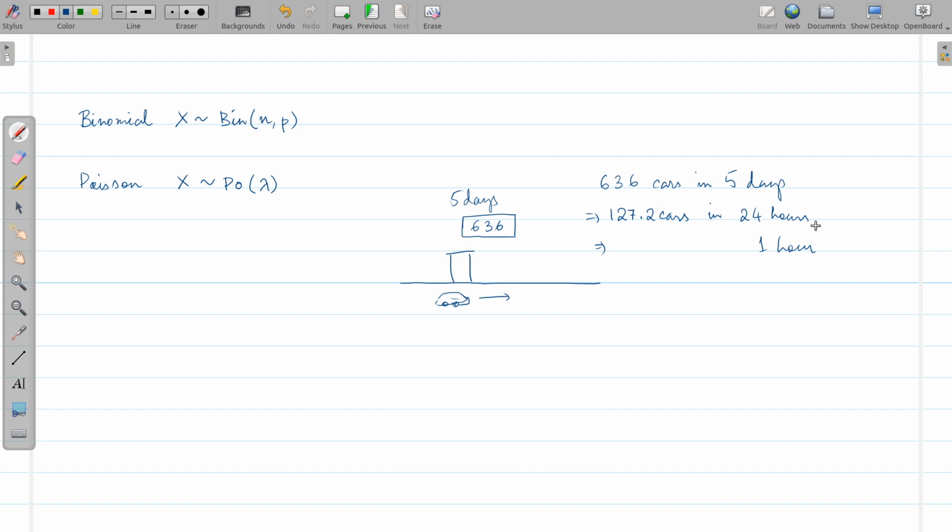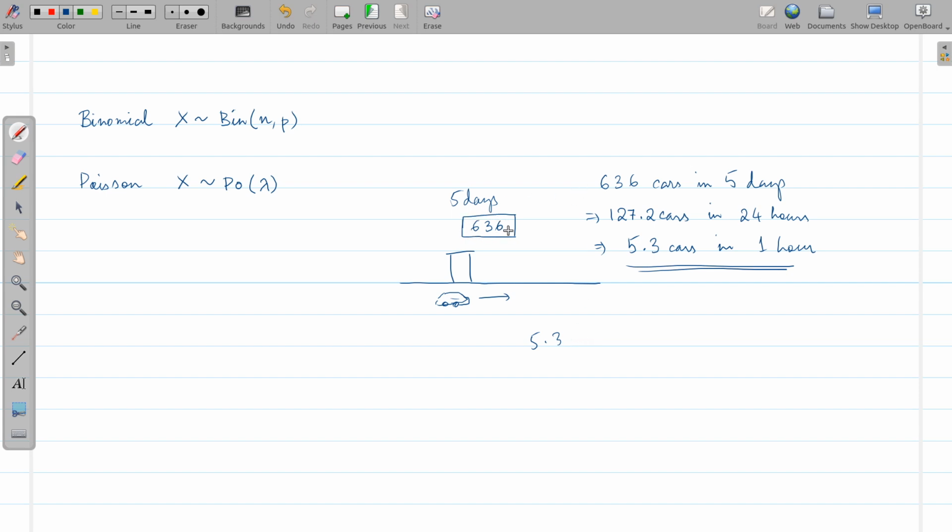1 hour. So you have to divide by 24 hours. Okay, so that gives us 5.3 cars in 24 hours. So remember, when I say 5.3 cars, it does not mean that 5 cars and 30% of the sixth car have passed by. It does not mean that. Okay, it is just an average value that you are calculating. Okay, what you are calculating is an integer only.